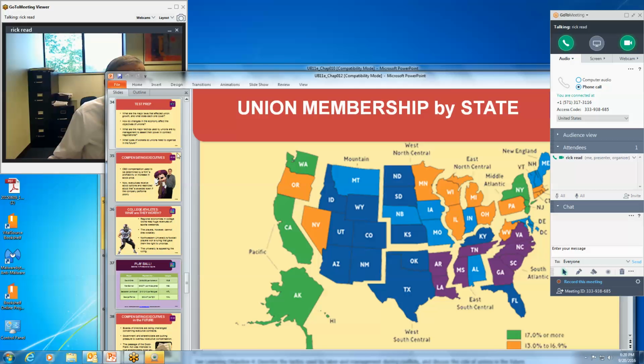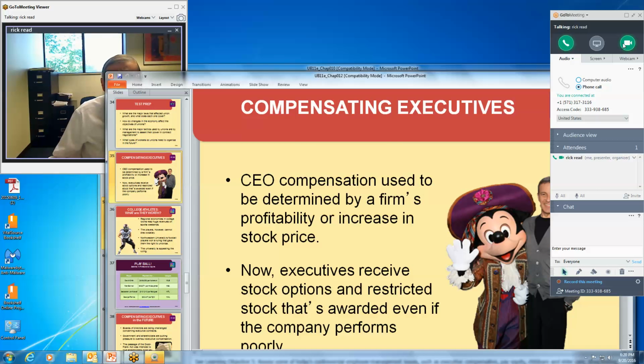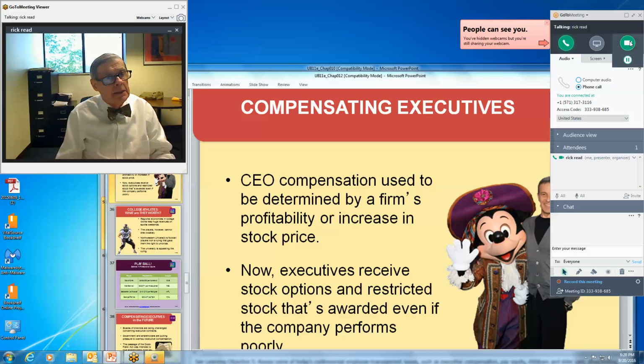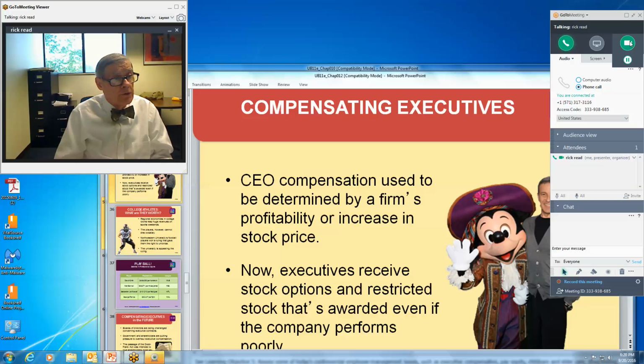Here are some contentious issues we're going to talk about. Executive compensation. Executive compensation is set by the board of directors, but a lot of rank and file stockholders don't like that. They think that they're overpaid. And they get things like stock options and all sorts of things like that. When they get a stock option, they can buy the stock at the price that's already been set.